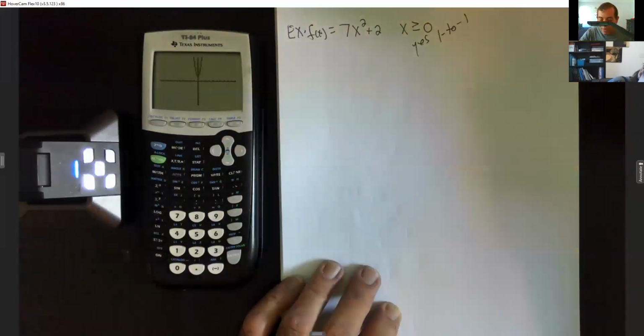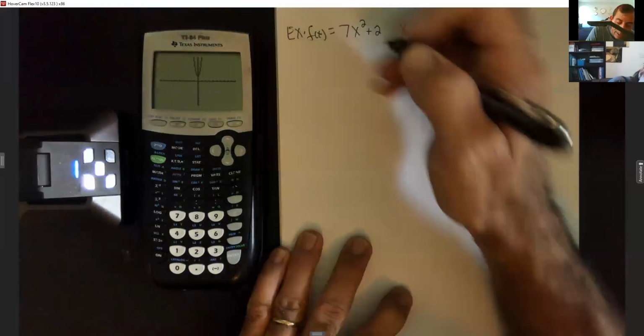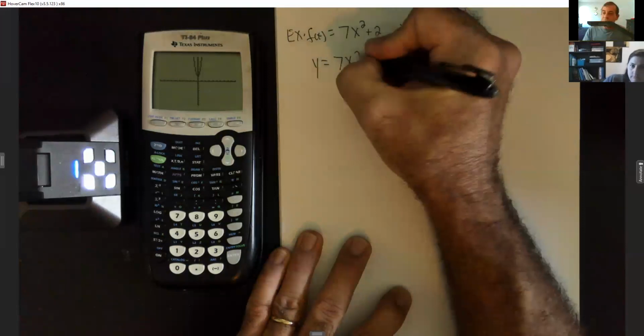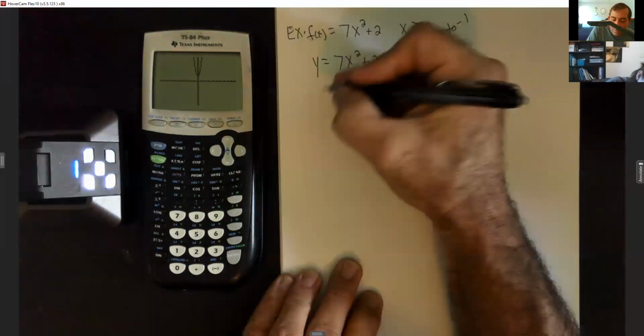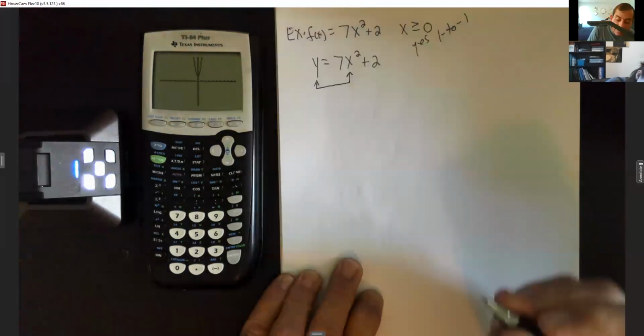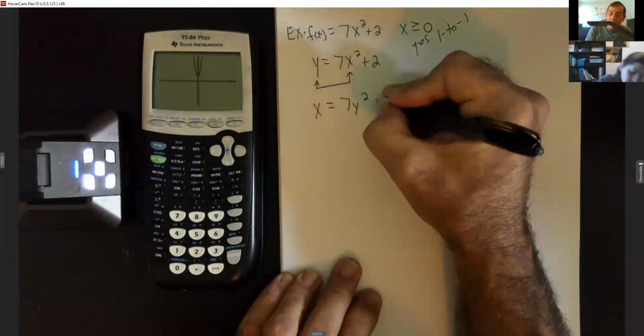All righty, so replace the f of x with a y. So that's y equals 7x squared plus 2. Then I'm going to switch my x and y so that I get x equals 7y squared plus 2.